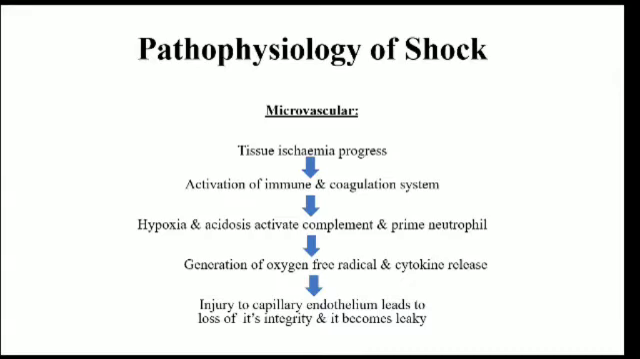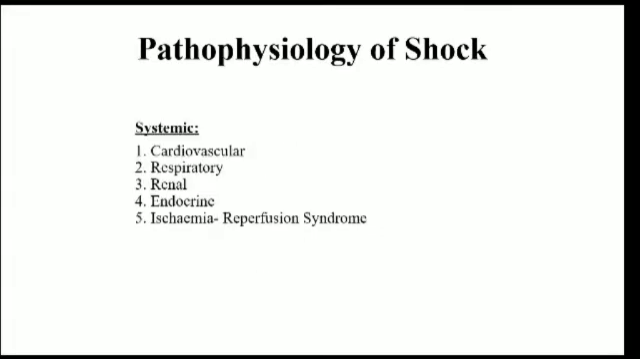Microvascular pathophysiology: when tissue ischemia progresses, there is activation of the immune and coagulation system. Hypoxia and acidosis activate the complement and primary neutrophils. Thus, generation of oxygen-free radicals and cytokine release occur. Injury to the capillary endothelium leads to loss of its integrity and the capillary endothelium becomes leaky. The other pathophysiology includes cardiovascular system, respiratory system, renal system, endocrine, and the next one is ischemia reperfusion syndrome.